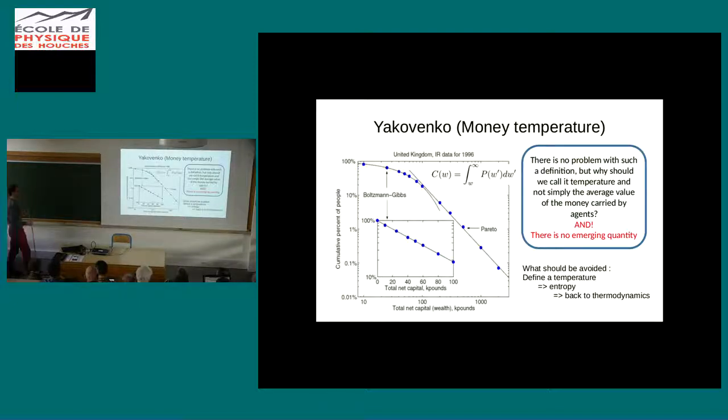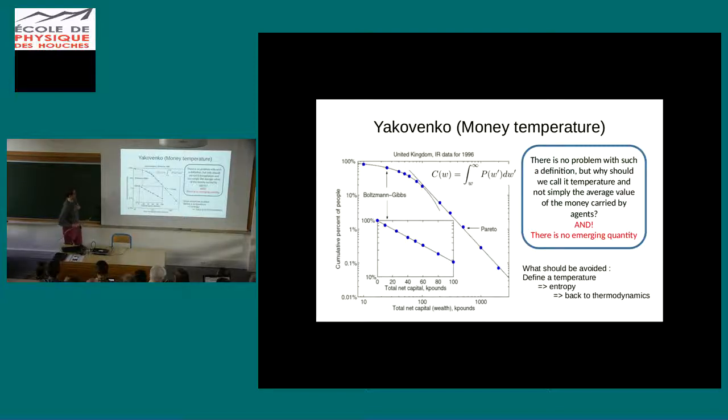So using this tool, we can say that in the United Kingdom in 1996, the population is distributed in two parts. The first part, something like 80%, exchanges money with an equitable trade, and some happy few are totally outside the range, and for them the exchange of money is completely different. So this approach is totally correct, and I have nothing to say about this.